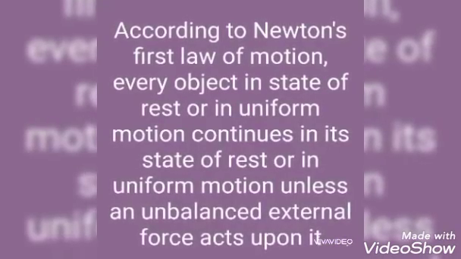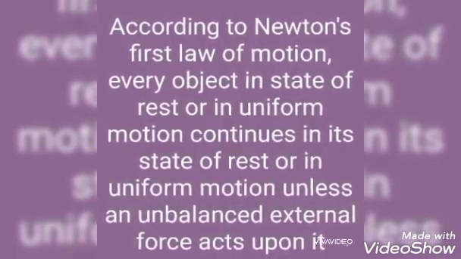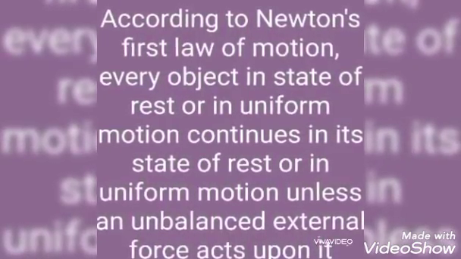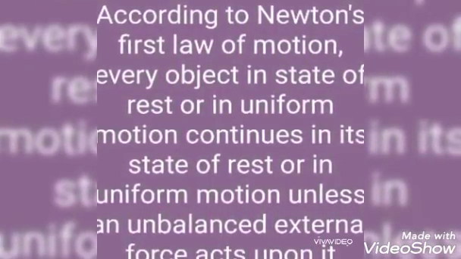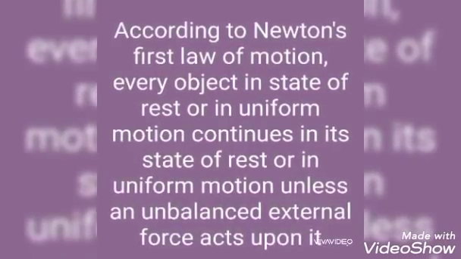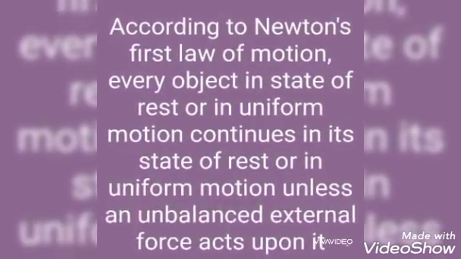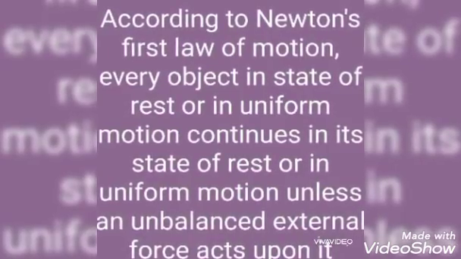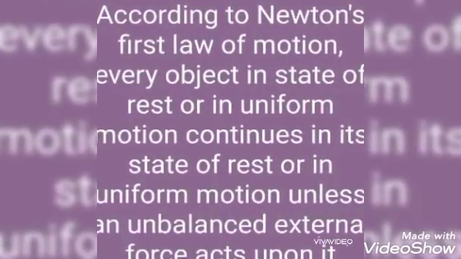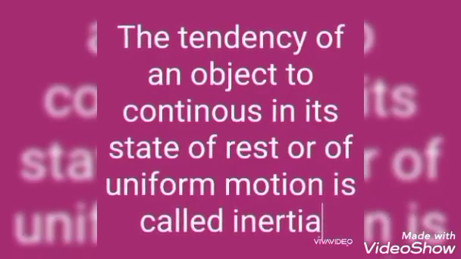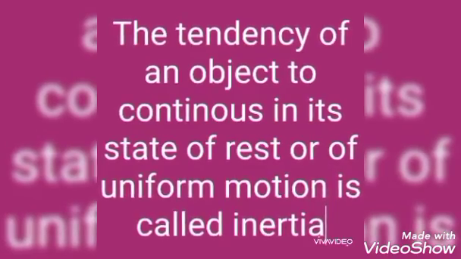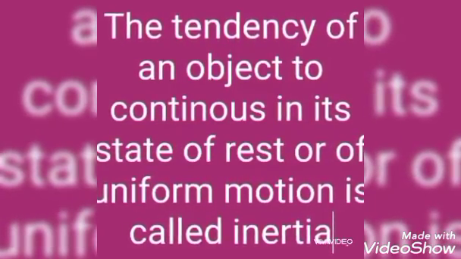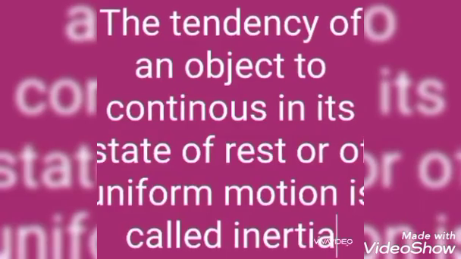What is Newton's first law of motion? Every object continues in its state of rest or of uniform motion unless an unbalanced external force acts on it. What is inertia? Inertia is the tendency to continue in its state of rest or of uniform motion. There are three types of inertia: inertia of rest, inertia of motion and inertia of direction.